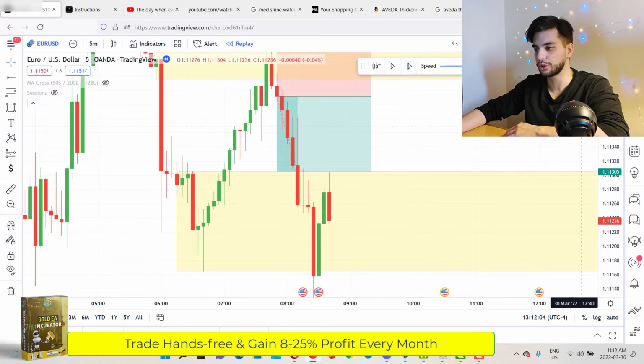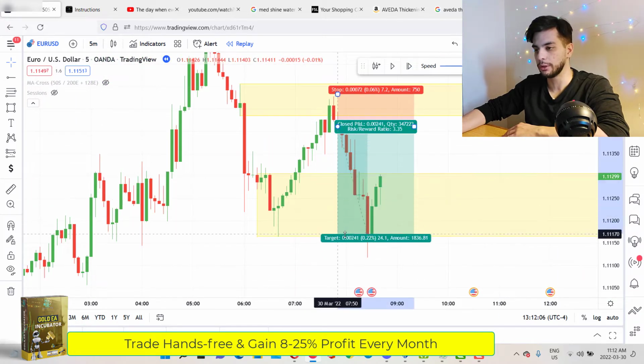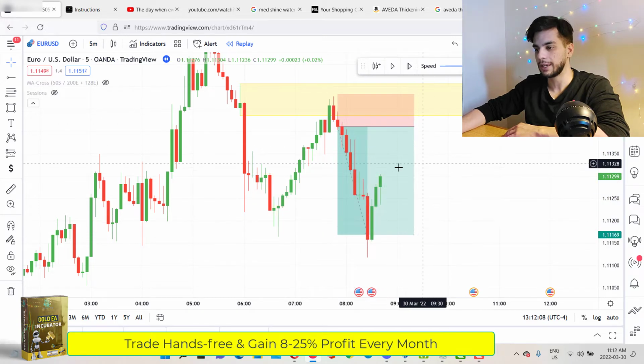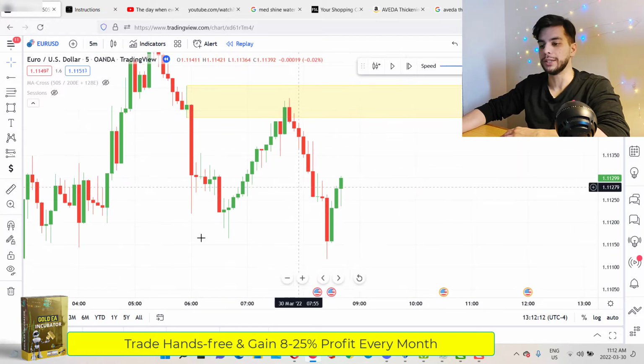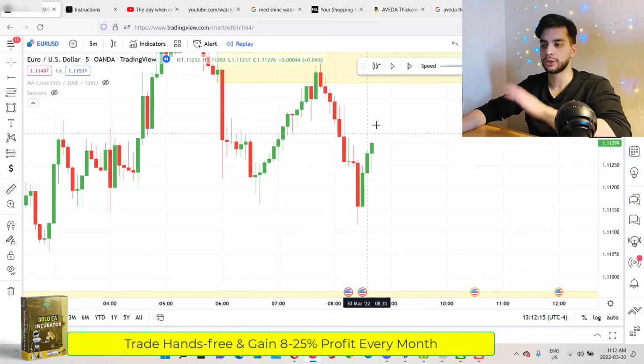It was a very cool trade, and then after that it broke below this zone, and then it went up, so it makes it invalid. So in this case, when it breaks below the zone, you have to remove the zone because it's invalid.